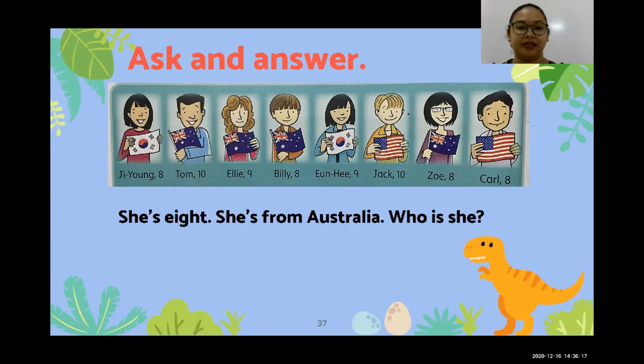Another one. Let's read this. She's 8. That means it's a girl. So let's circle the girls who are 8 years old. We have Jiyoung, and Billy is not a girl. Billy is a boy. So we have Zoe, Jiyoung and Zoe. She's 8. She's from Australia.